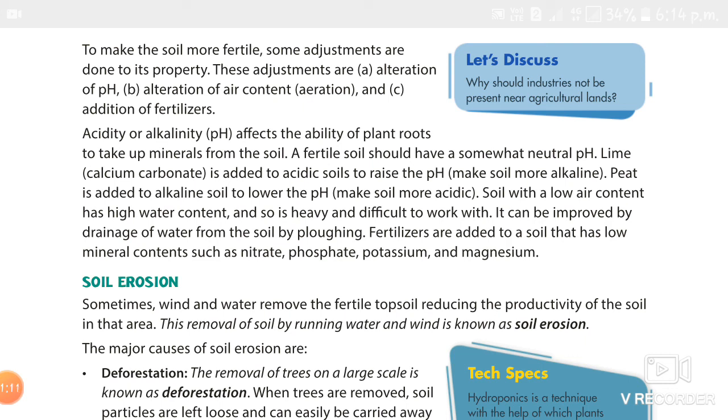The next topic is soil erosion, which we will study in the next class.